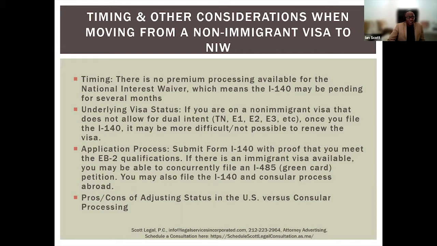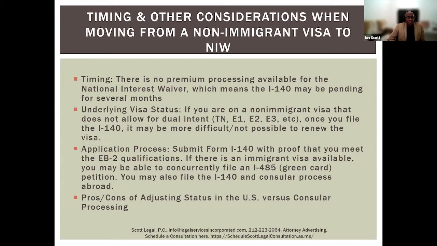So one thing to keep in mind with national interest waivers, unfortunately, there's no premium processing available. So it could take a year for them to adjudicate your national interest waiver petition. And when you are filing a national interest waiver petition, you're filing an I-140 petition, again under the EB2 category. So when you file an I-140 petition, for most countries under EB2, you also can file an I-485 petition. So that with an I-485, you can apply for work authorization, travel authorization.